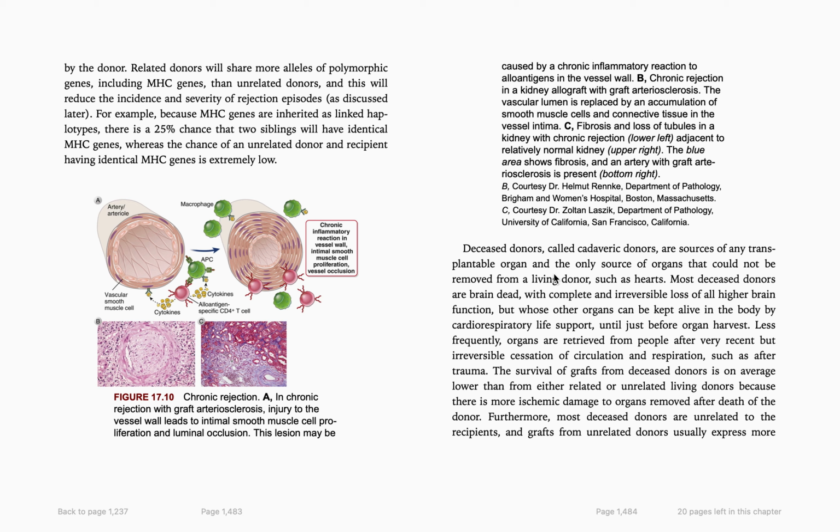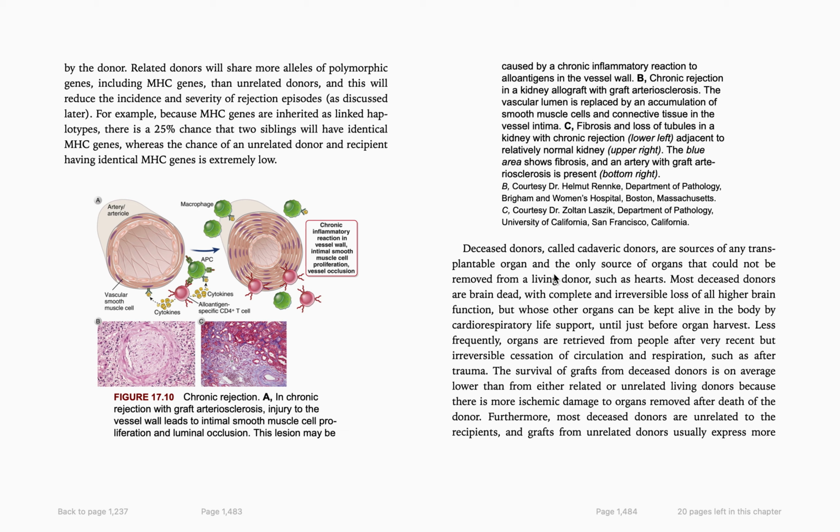Deceased donors, called cadaveric donors, are the source of transplantable organs and the only source of organs that cannot be removed from living donors, such as the heart. Most deceased donors are brain dead, with complete and irreversible loss of higher brain function, but whose other organs can be kept alive in the body by cardiorespiratory life support until just before organ harvest. Less frequently, organs are retrieved from people after very recent but irreversible cessation of circulation and respiration, such as after trauma.